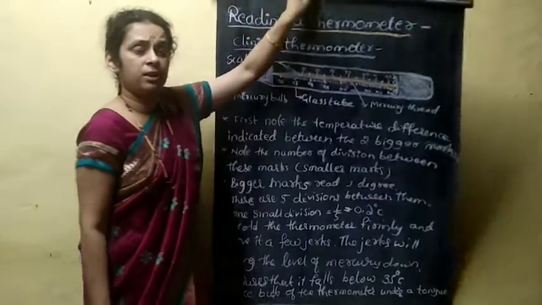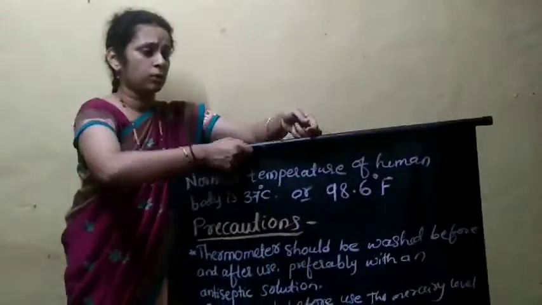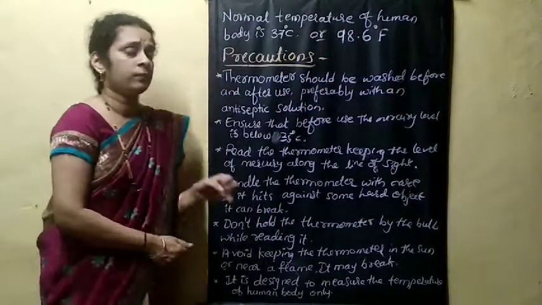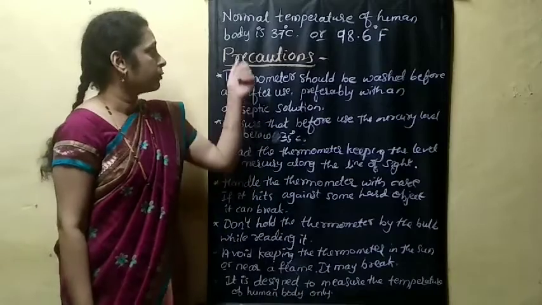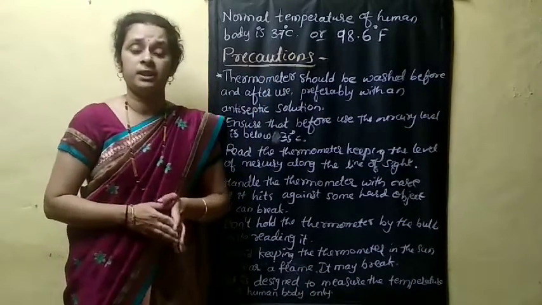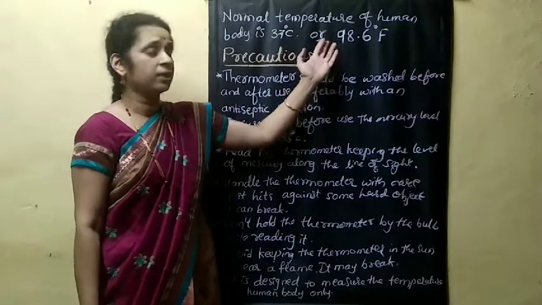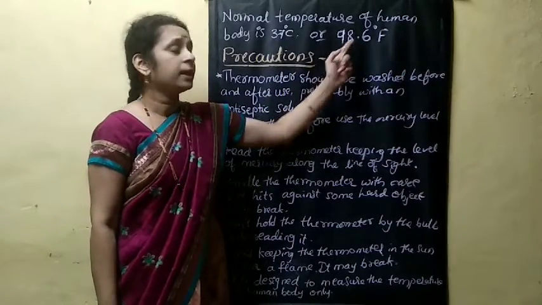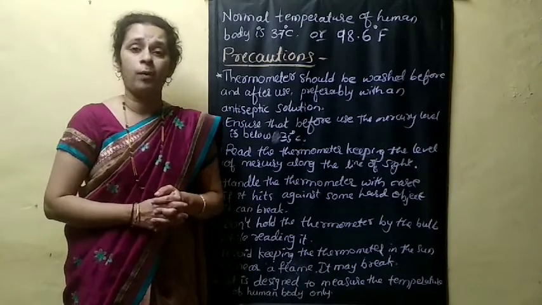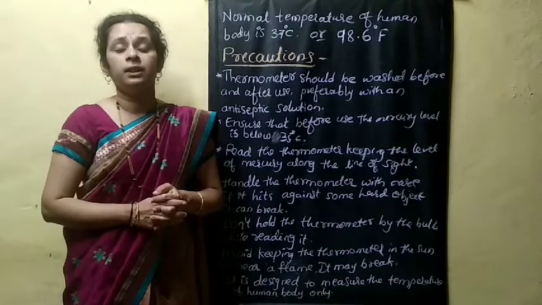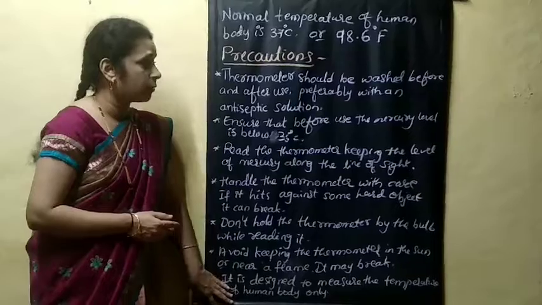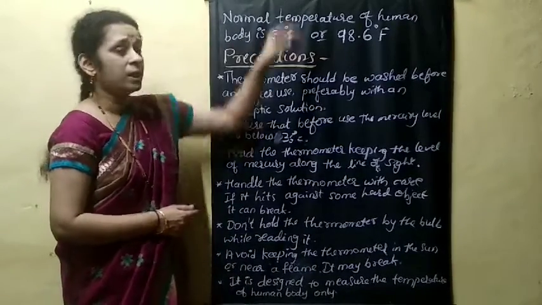Next we have to discuss what is the normal temperature of the human body. You know about that. The normal temperature, or average temperature, of the human body is 37 degrees Celsius, or if it is measured in Fahrenheit, then it will be 98.6 degrees Fahrenheit. This is the average temperature of the human body.